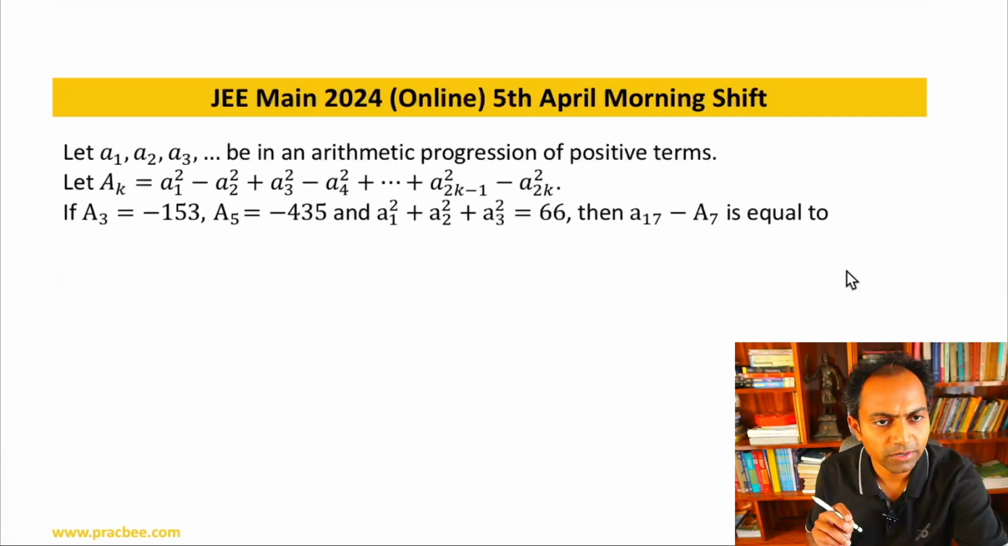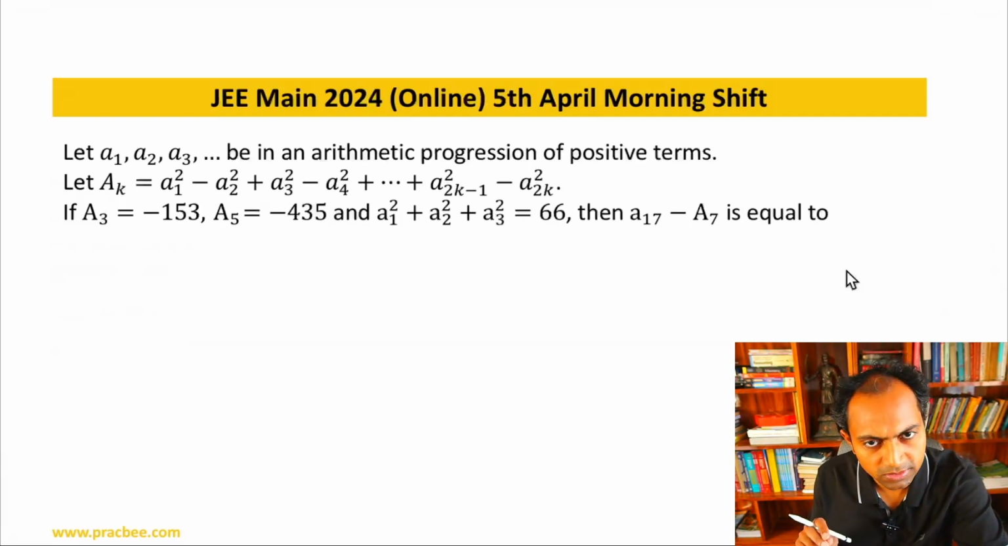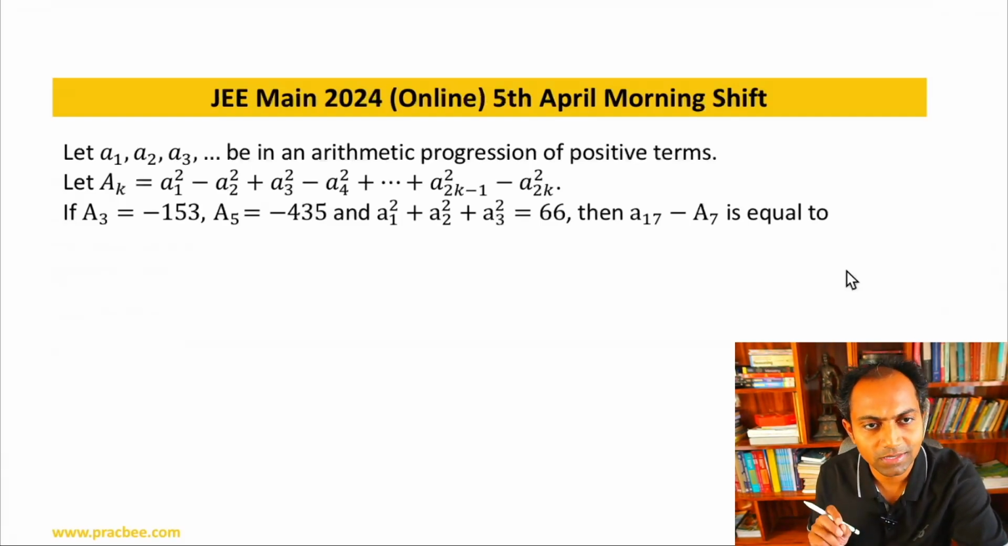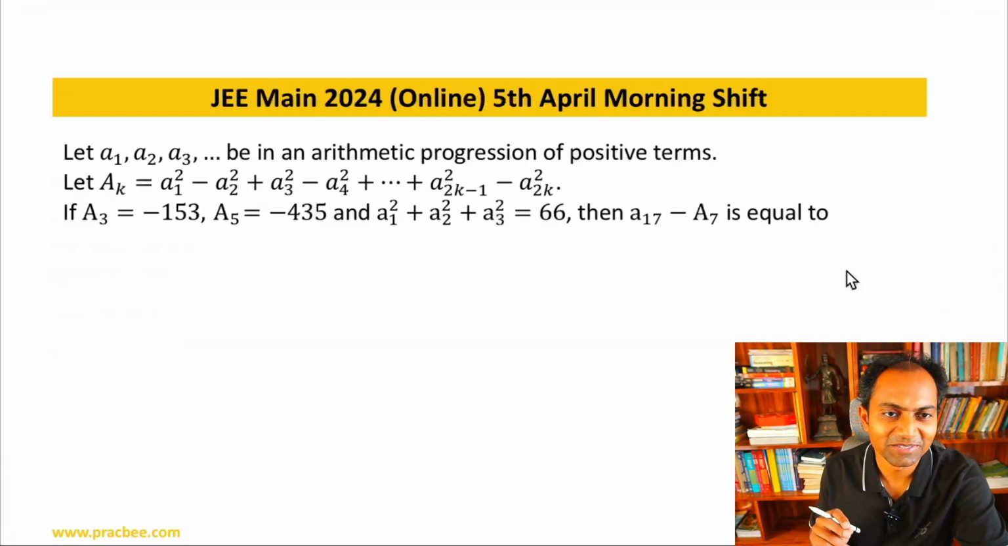One is the idea of a1, a2, a3. We are saying that this is an arithmetic progression of positive terms, so all the terms are positive. Second thing, they are talking about a capital K, capital AK, that would be a1 square minus a2 square plus a3 square minus a4 square.